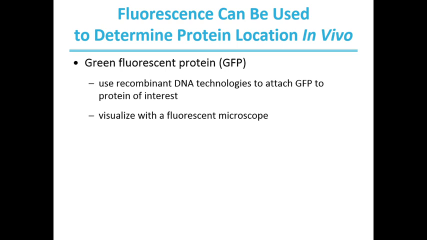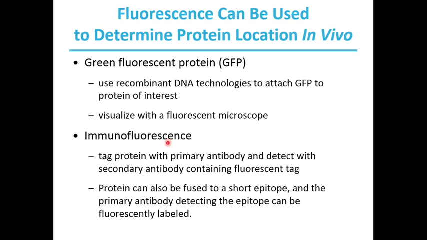In the first method, green fluorescent protein can be used to tag a protein of interest. And in this case, recombinant DNA technology is used to attach GFP to the protein of interest, and it is visualized via a fluorescent microscope. In the second technique, immunofluorescence is used. Here, the antibody that is specific to a protein of interest is tagged with a fluorescent molecule. And in this case, tag the protein with a primary antibody and detect with a secondary antibody containing the fluorescent tag. Proteins can also be fused to a short epitope, and the primary antibody detecting the epitope can be fluorescently labeled.